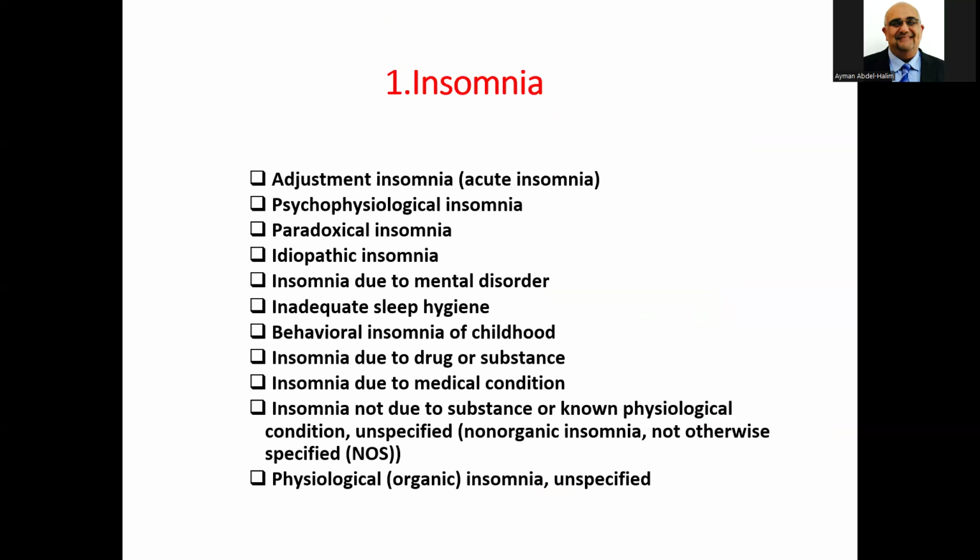And we have different types of insomnia. We have the adjustment insomnia, we call it acute insomnia. We have the psychophysiological one, we have the paradoxical one, we have idiopathic insomnia, we have insomnia due to mental disorder, we have inadequate sleep hygiene, we have behavioral insomnia of childhood, we have insomnia due to drug or substance, we have insomnia due to medical condition, we have insomnia not due to substance or known physiological condition or unspecified, NOS, not otherwise specified.